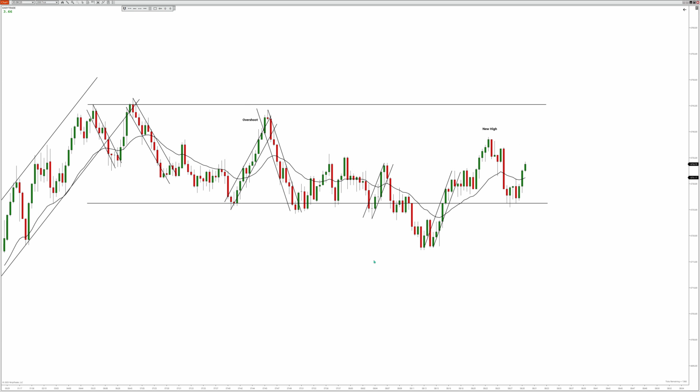So it's important that you have the bias understood before you start to look for trades, right? Your trades have to confirm the bias that the market is in, right? So I'm just going to be sitting on my hands for a little bit here, and we'll see what the market wants to do.